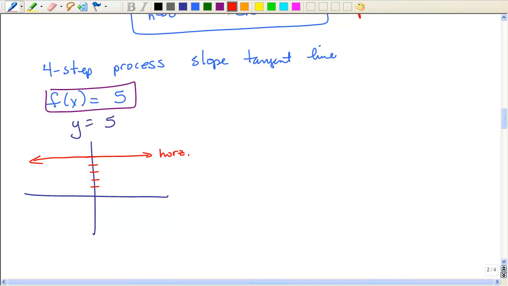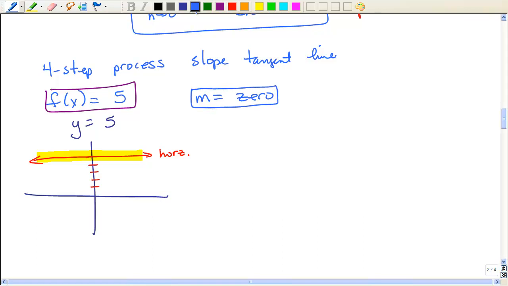Well, if I want the slope of a tangent line, first of all, I can't draw a tangent line. I can't touch a horizontal line only at one point with another line. A line is just going to come right on top of it. So what would be the slope of a horizontal line? Well, hopefully you remember that the slope is 0.